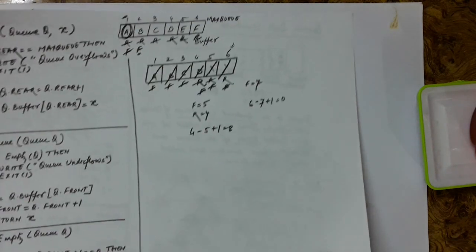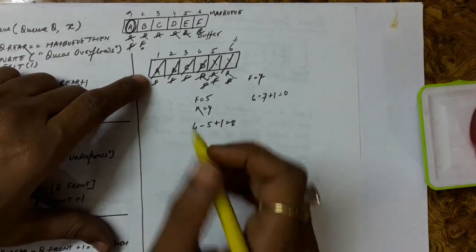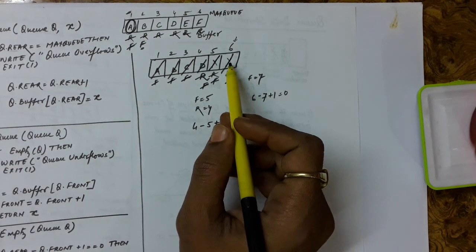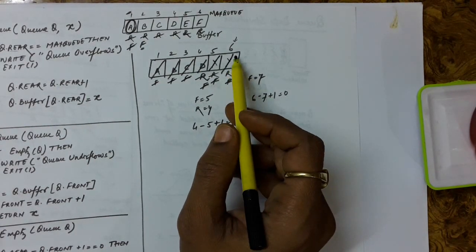In this lecture, we will discuss the circular queue. In the last lecture, we have seen that when queue.rear has reached the maximum position, further insertion will not be possible.